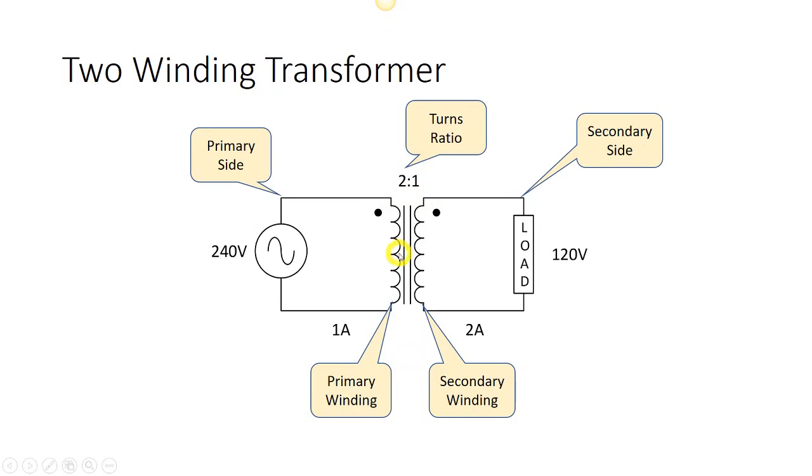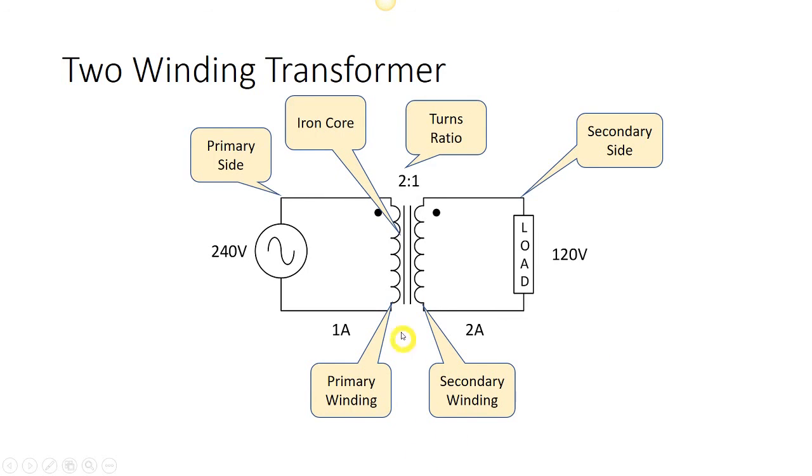And then here's that turns ratio that I spoke of. Now, there's not physically 2 turns on this side and 1 turn on this side. What this ratio is telling us is there's twice as many turns on this side as there is on this side. And the actual number of turns that's inside the transformer is immaterial to us. All we really care about is the ratio for us to be able to calculate quantities.